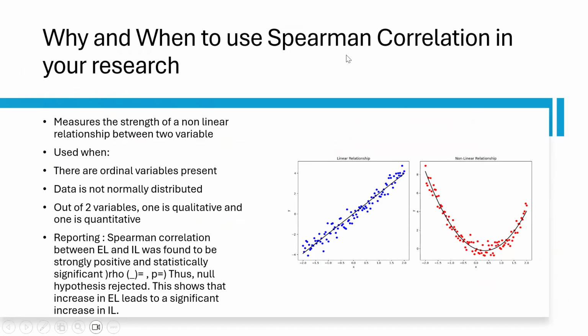Now we have the Spearman. For the Spearman, one should be qualitative and the other should be quantitative. And of course, the relationship is not linear. If it is linear, we would have gone for Pearson. If it is non-linear, we can use the Spearman correlation. It is used when the data is not normally distributed, that means it's a non-parametric test. There are some ordinal variables present. Out of the two, one is quantitative and the other is qualitative. Then we can use a Spearman correlation.